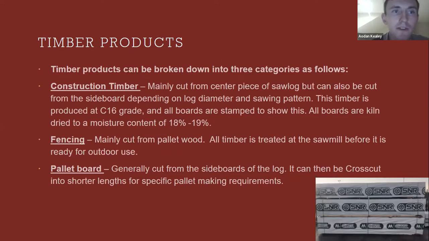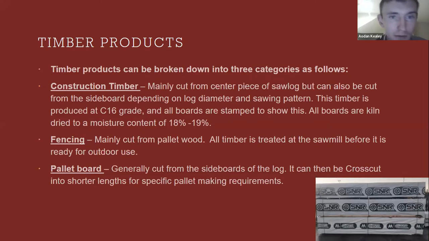So our timber products can be broken down into three categories as follows. The main category would be construction timber, mainly cut from the centerpiece of the saw log, but it can also be cut from the sideboard, depending on log diameter and sawing pattern. This timber is produced at C16 grade. All boards are marked and stamped to show this. All boards are kiln dried to a moisture content of 18 to 19%.